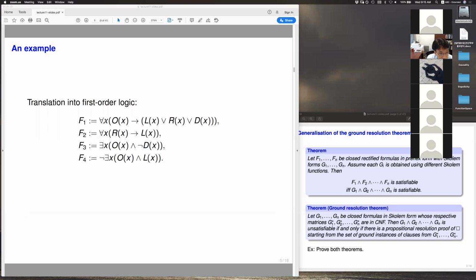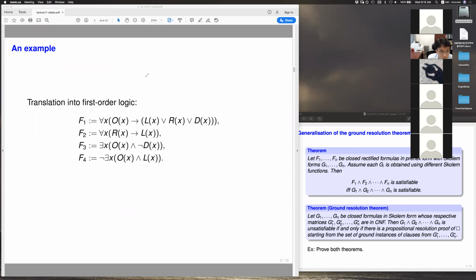The first formula says for every person, if the person is in Oriel, then the person is either lazy, rower, or drunk. All the rowers are lazy. And then there is a person who is in Oriel but not drunk. And this last part, F4, is a negated version of what we want to check. But if you just remove the negation, that says there is a person who is in Oriel and that person is lazy.